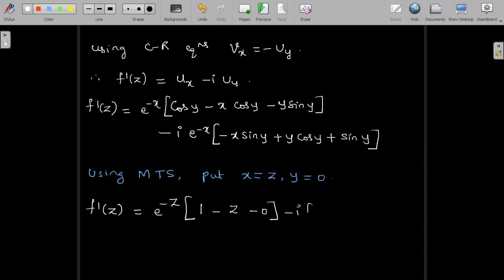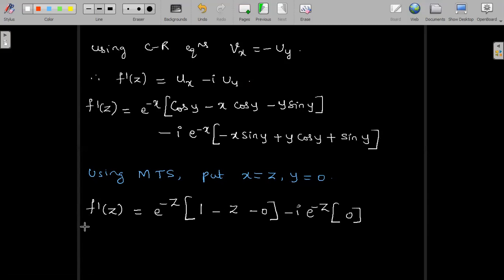Similarly, minus i into e power minus z is multiplied with entirely 0. Why is it 0? Let me tell you. It is sin 0 in the first term, which is 0. y is 0, so the second term is 0. sin 0 is 0, so the third term is also 0. So the entire imaginary part vanishes.